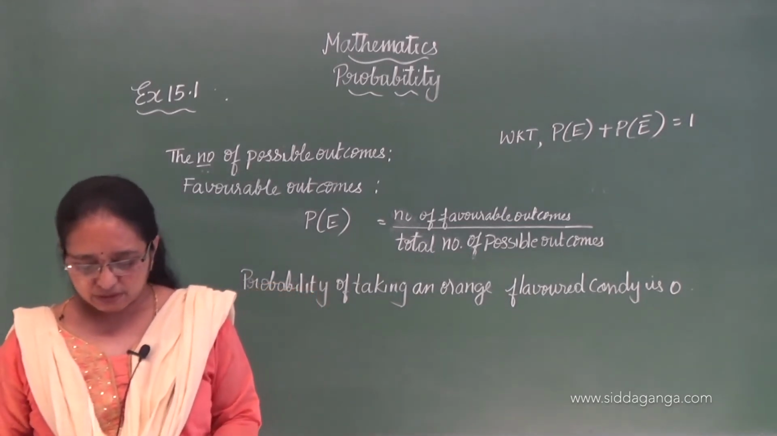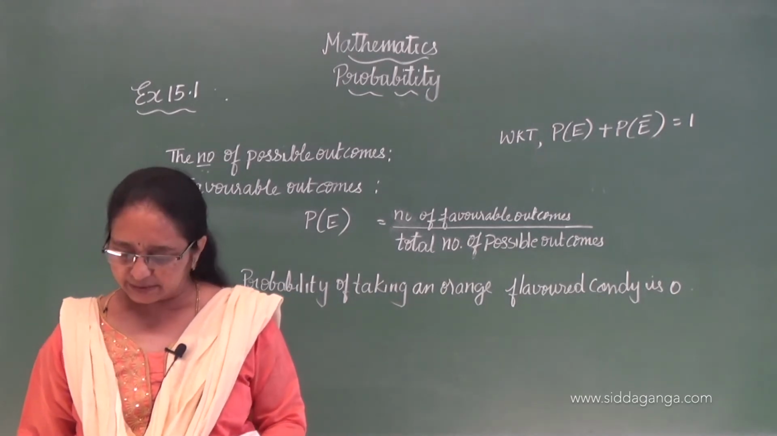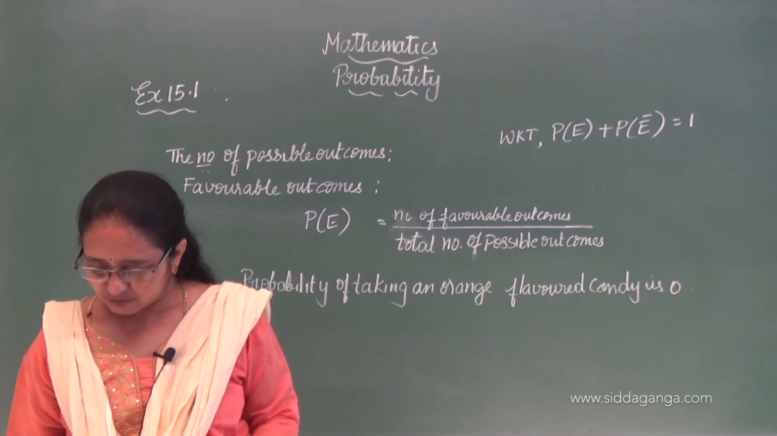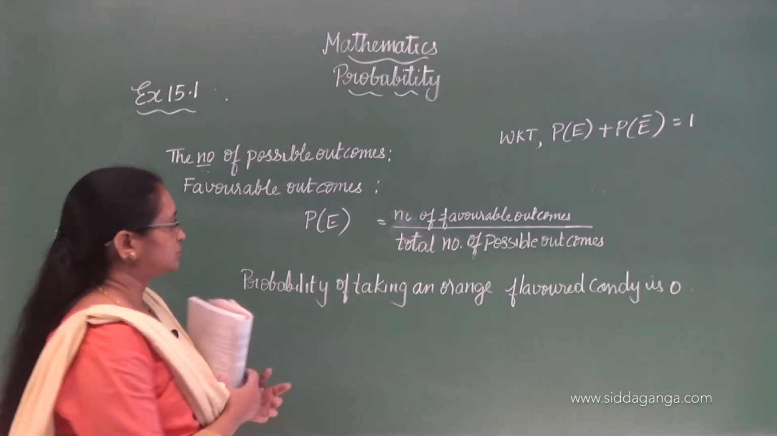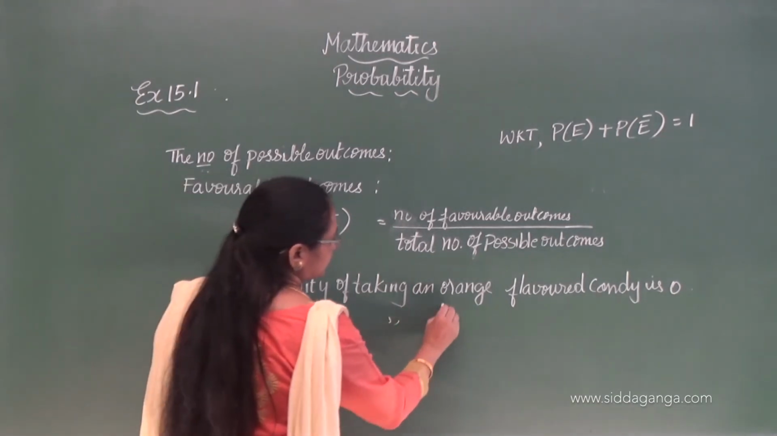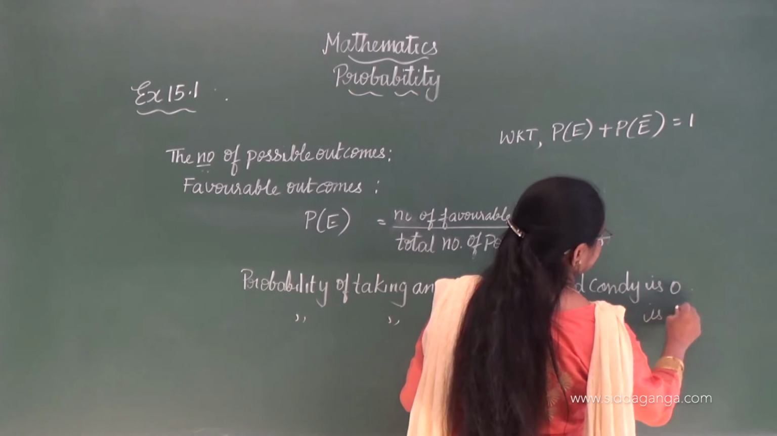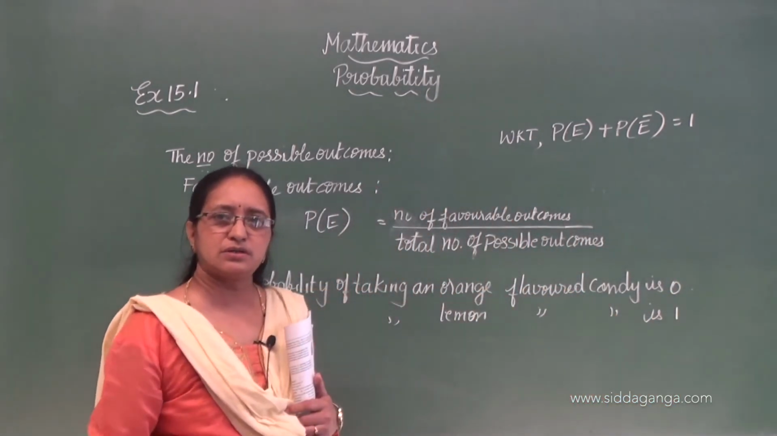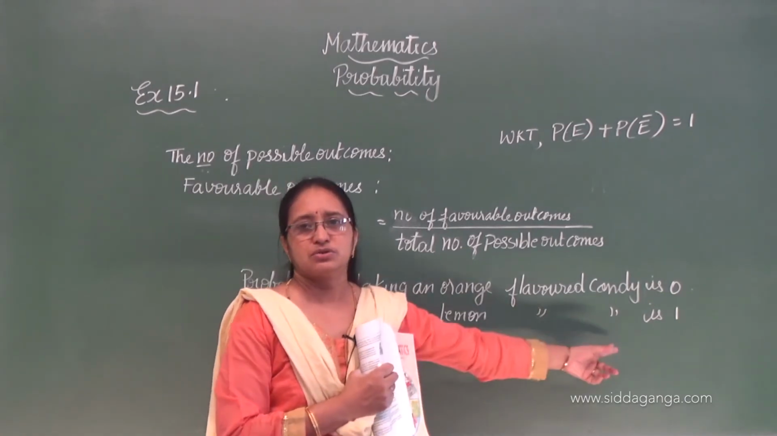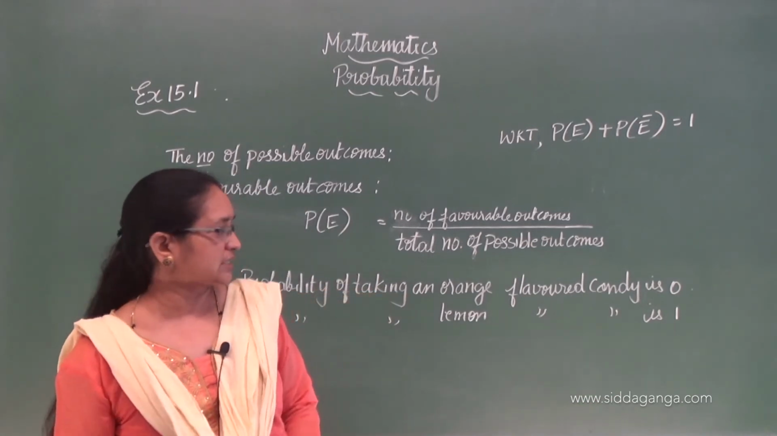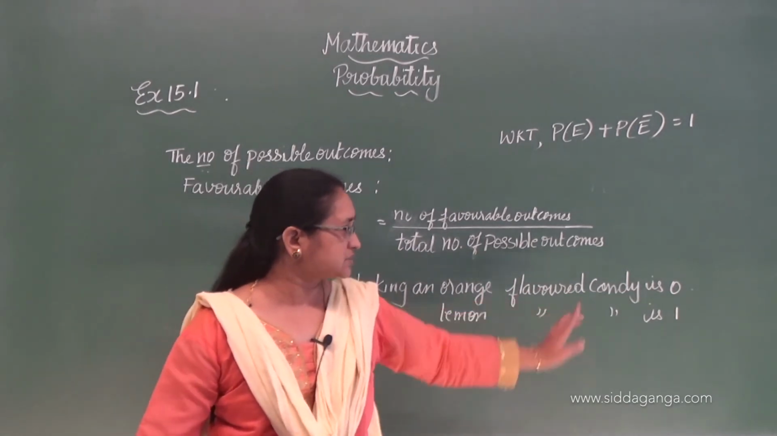Next, a lemon flavored candy. So again, the probability of taking a lemon flavored candy is 1, because all candies in the bag are lemon flavored only. So definitely it is 1, and you have to write like this. Suppose if they had given the number, then the answer would have been different, but now it is 1.